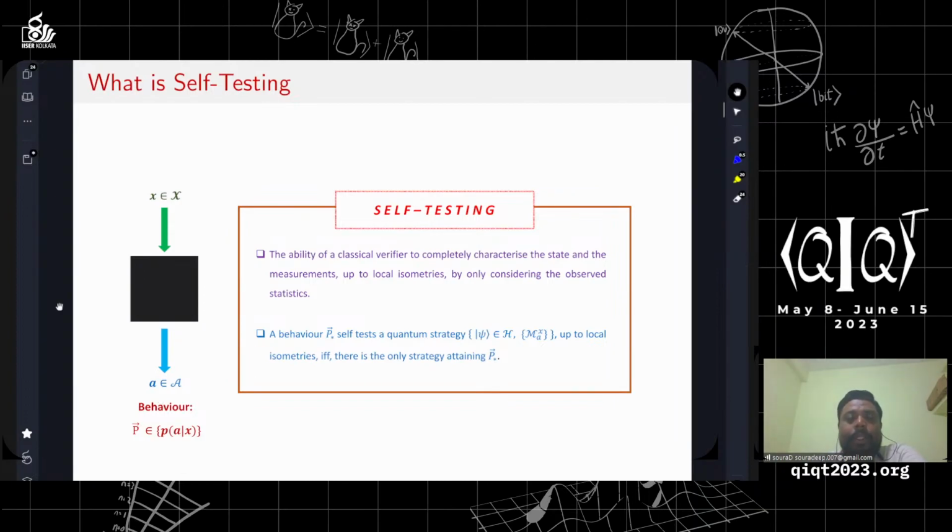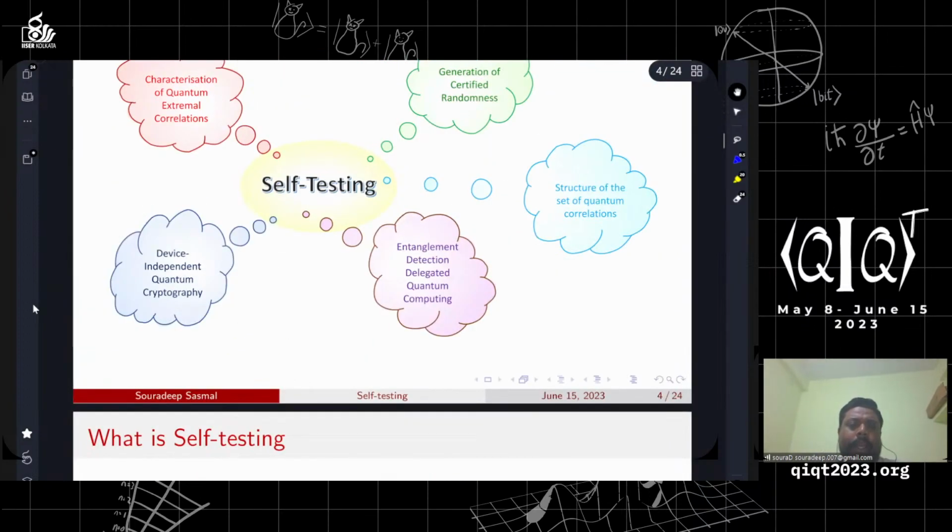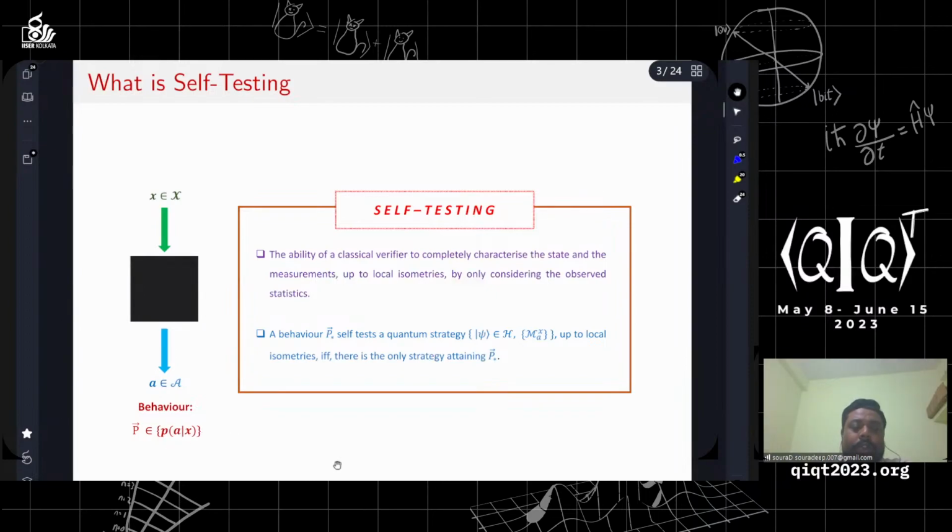The spirit of self-testing is that I have to certify what is happening inside the black box only from the output statistics. At first listening, it may look as if that is not possible. But thanks to quantum correlations, we will prove that it is indeed possible: by looking only at the statistics, we can characterize the inner working of the device. In a more formal way, one can define that this set of probability distributions is called a behavior.